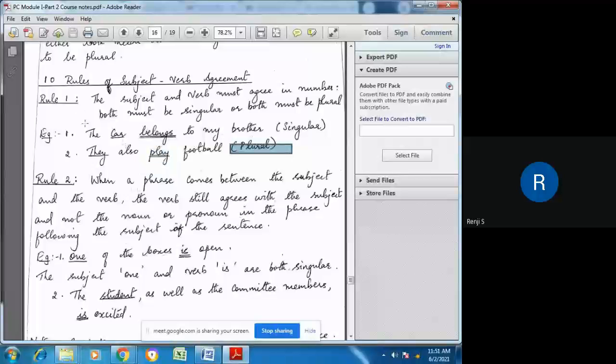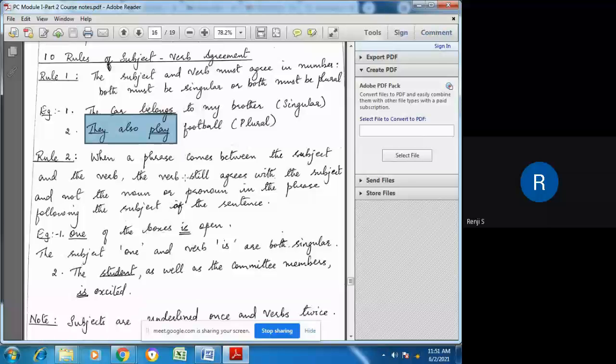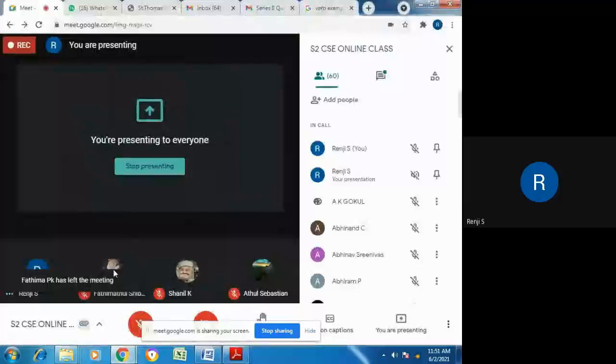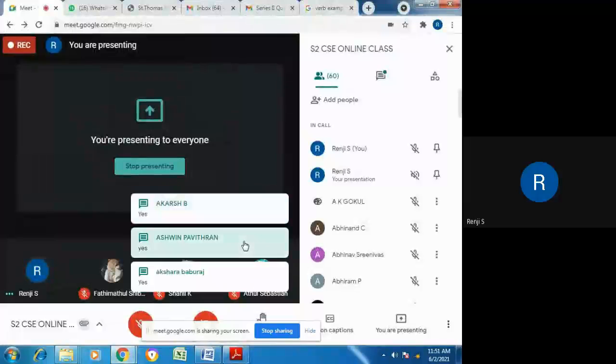So if the subject is singular, the verb should be singular. If the subject is plural, the verb should be plural. And that is the first rule. Is it clear to you? Yes or no? Okay.